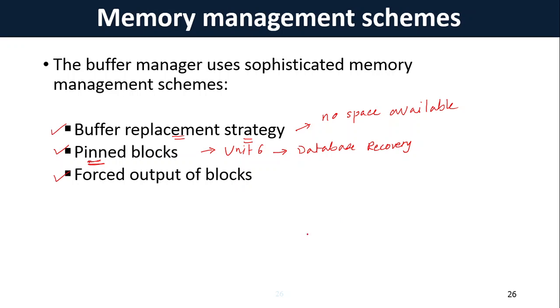And the third strategy is the forced output of blocks. There are certain situations in which it is necessary to write the block back to the disk. Even though the buffer space that the block occupies is not actually required, sometimes it still needs to be sent to the disk. This write is called the forced output of the block.